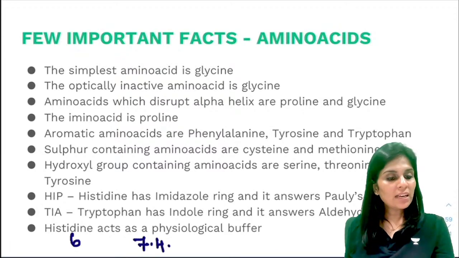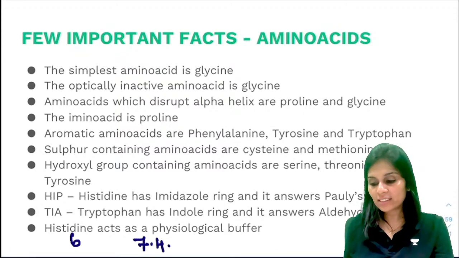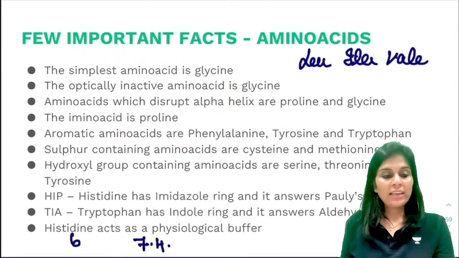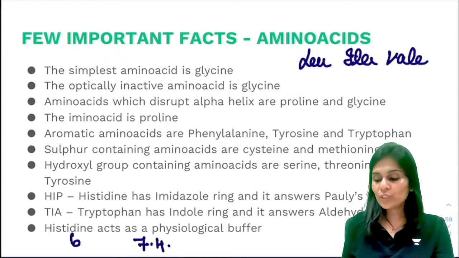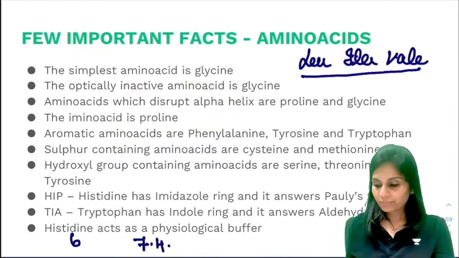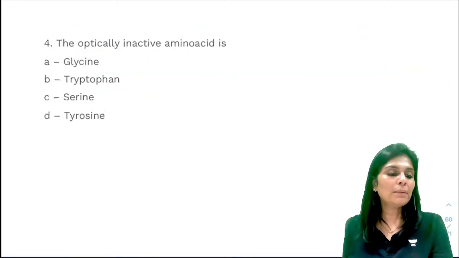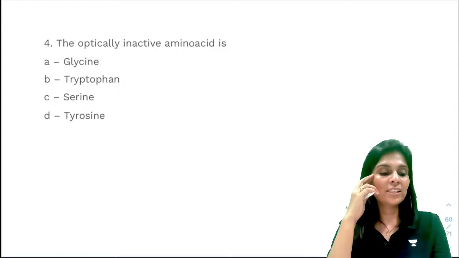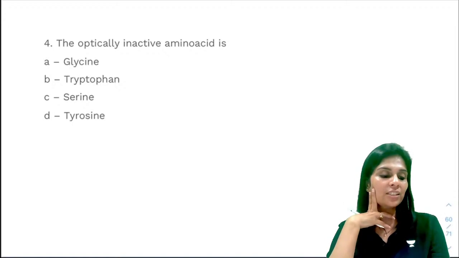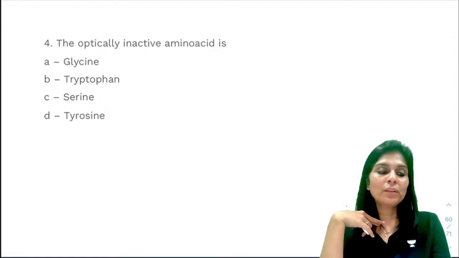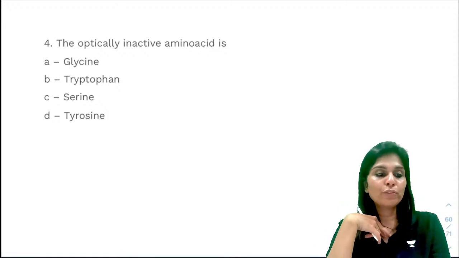Somebody was asking me about branch chain amino acids. Branch chain amino acids include leucine, isoleucine and valine. Histidine and arginine are semi-essential. I will be telling about essential and semi-essential amino acids, both histidine and arginine, Aishwarya, when we discuss metabolism of amino acids.